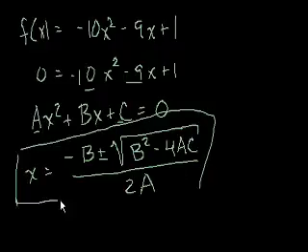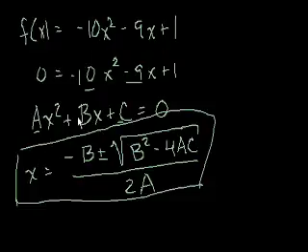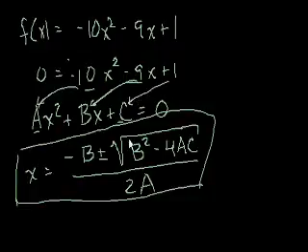So let's apply the quadratic equation to this equation that we just wrote down. A is the coefficient on the x squared term, b is the coefficient on the x term, and c is the constant. So let's apply it to this equation. What's b? Well, b is negative 9, a is negative 10, c is 1.